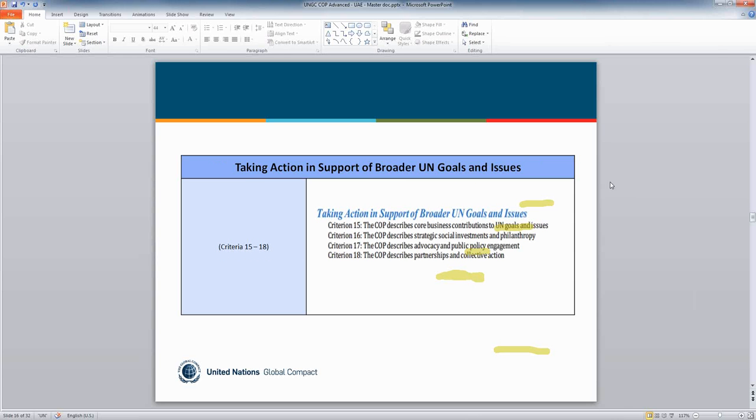The next pillar in terms of the content of our advanced report is taking action in support of broader UN goals and issues. This is basically support to sustainable development. As has been highlighted many times recently in the United Nations discussions on the post-2015 agenda, the private sector and companies specifically have an enormous role in supporting sustainable development. That's why we have included some criteria in this area.